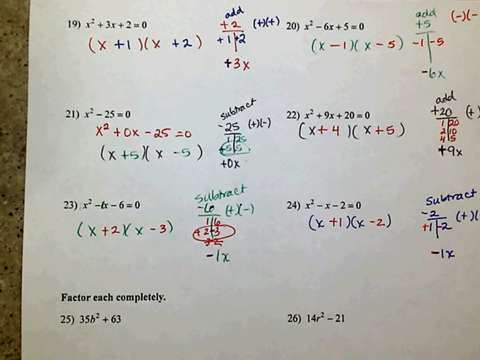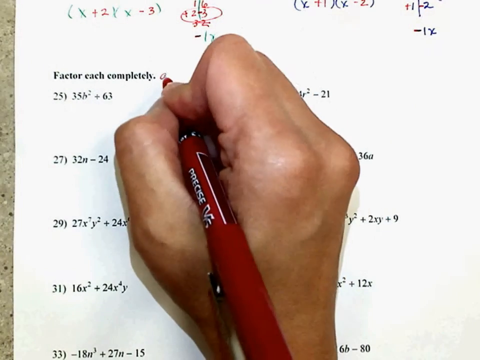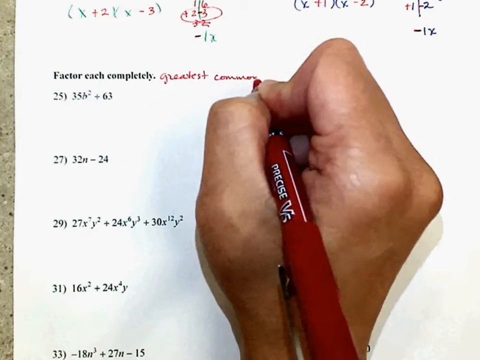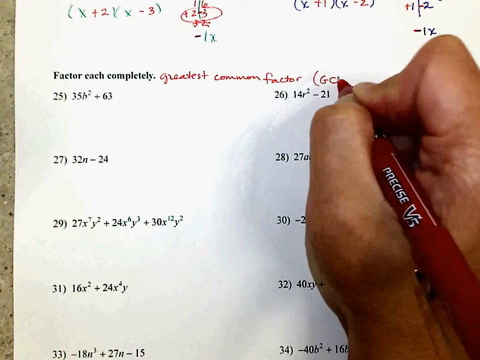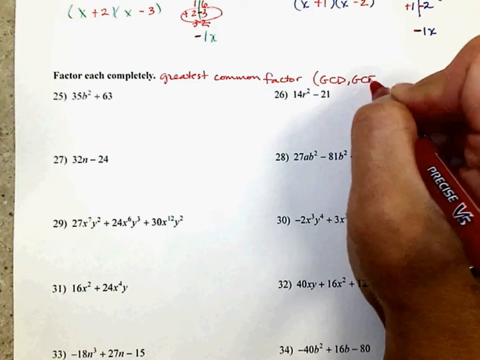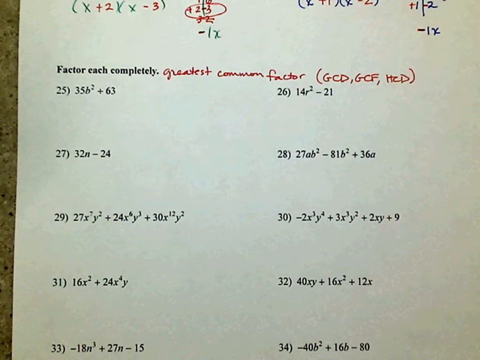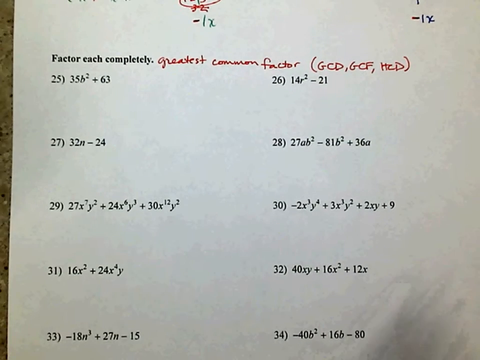Okay? All right. Now we're going to go to factoring each completely. This is called your greatest common factor. Sometimes you see it as GCD, GCF, HCD. Same thing. Okay? All right. Now you can do this on a calculator if you have a binomial. If you don't, you cannot do this on a calculator.